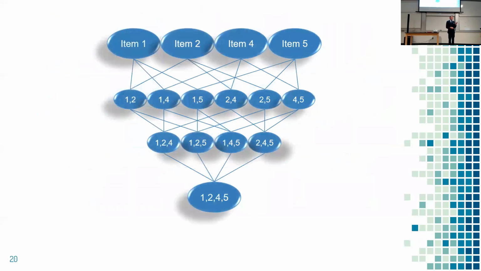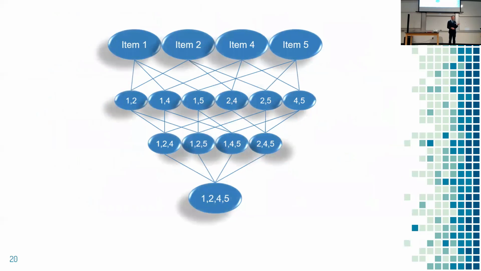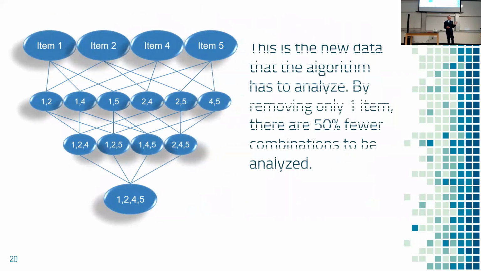This leaves a much smaller and much less complex data set to be analyzed. And actually, the number of combinations within this data set is 50% less. There are 50% fewer combinations in this data set than the one before, which can be proved by Pascal's triangle.